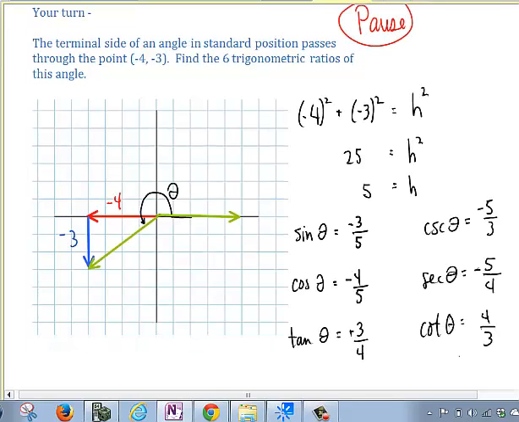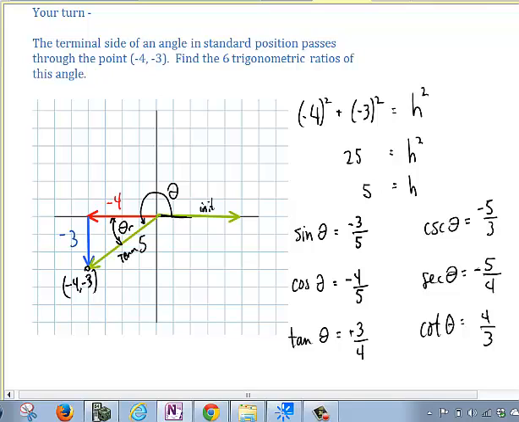Okay, well, we're back, and what I've done is I've drawn out exactly what we did before. And just so that you know, I drew the initial side and the terminal side in green. The reference angle is this little angle here that's acute, between the x-axis and the terminal side. And I labeled the sides to be negative 4, negative 3 for the x and the y parts of that terminal side.